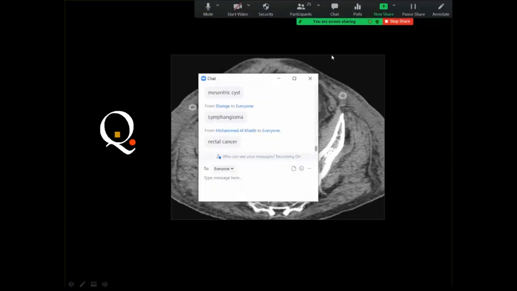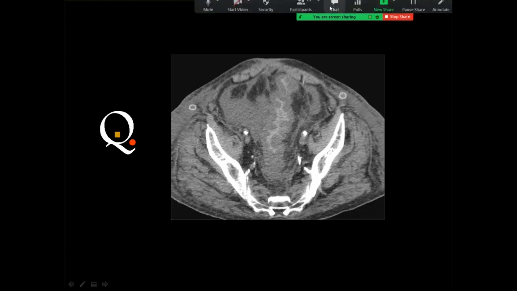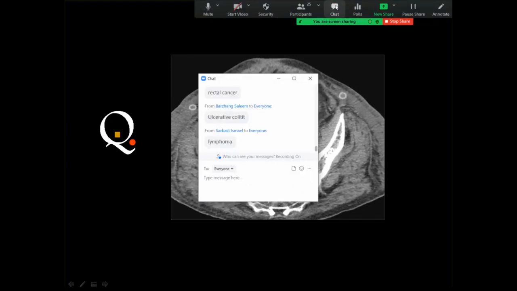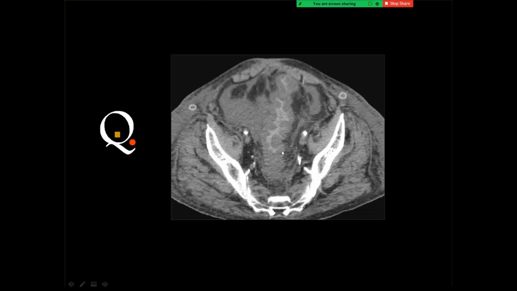No, this is not rectal cancer because the mucosa is not destroyed and the segment is too long. It is not lymphoma, and it is also not ulcerative colitis.